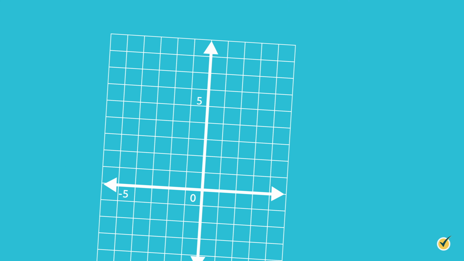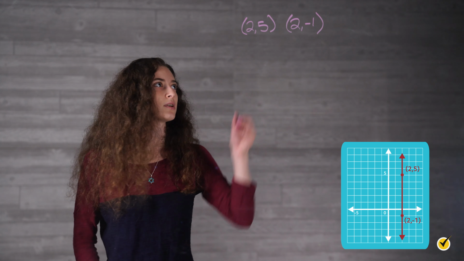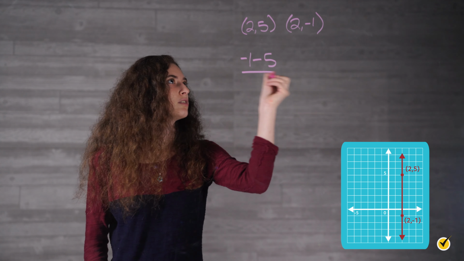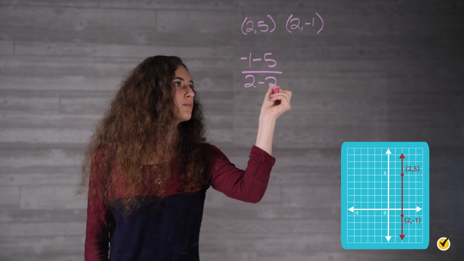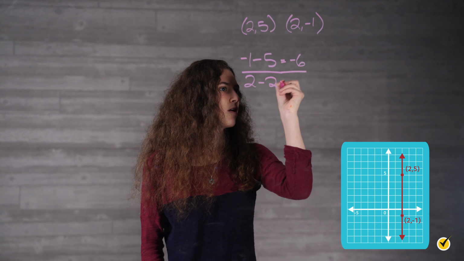With similar reasoning, let's explore the nature of a slope for points that lie on a vertical line. Determine the slope for the line that passes through the points (2, 5) and (2, negative 1). Just by looking at these points, we can see that there is no change in the x values, so the denominator of the slope calculation will be 0. The slope for this line will be calculated as follows. Negative 1 minus 5 over 2 minus 2, which equals negative 6 over 0.